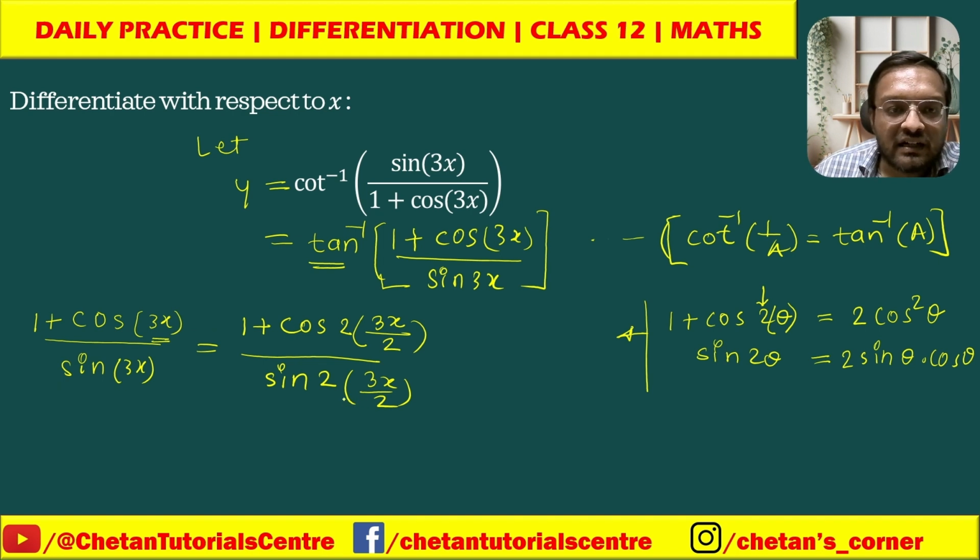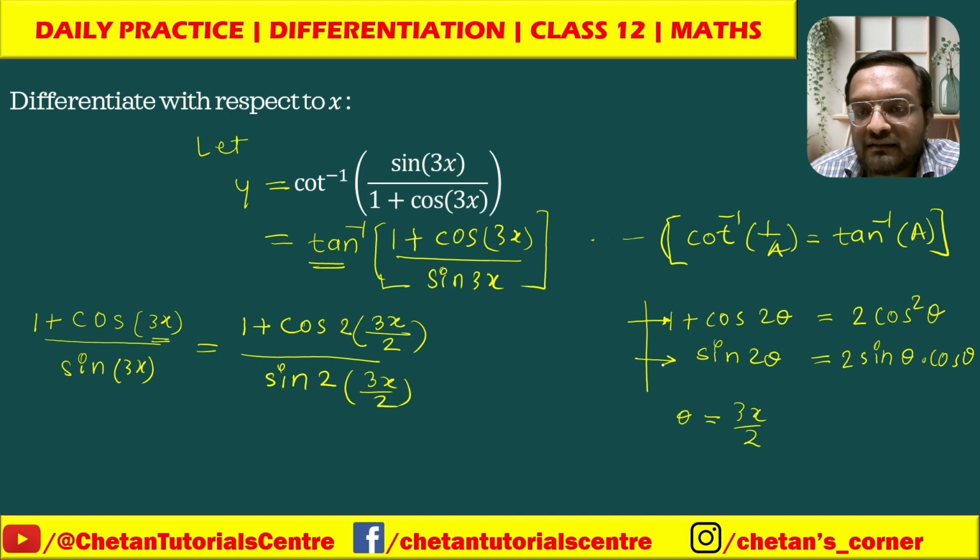Similarly, in the denominator, I have made this adjustment such that this 2 and 2 will get cancelled and I will be left with this 3x. So in this way I have made the adjustment. Now you can see over here, I will compare this numerator with this formula. Then what I will get, the value of theta will be 3x upon 2. Similarly, I will compare the denominator with sin 2 theta. Then what I will get, the value of theta will be 3x upon 2.